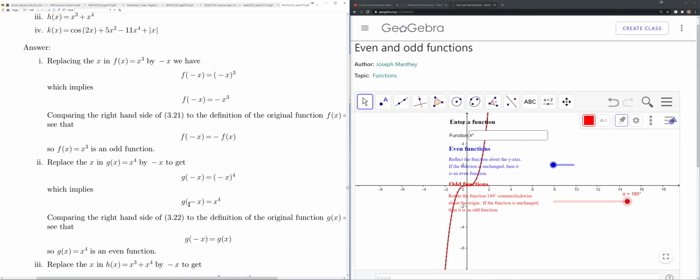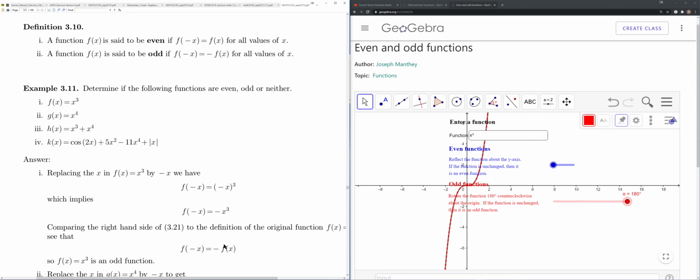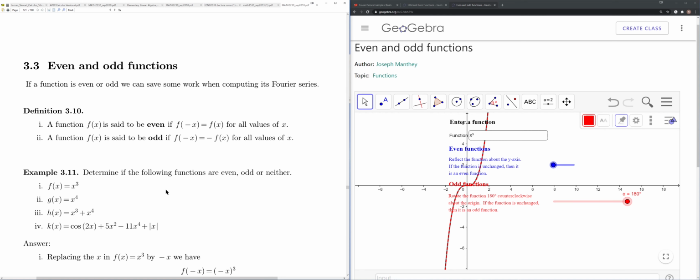And here I see that g of minus x is x to the fourth. But that's just the same as my original function, which is g of x. So what I get is g of minus x is equal to g of x. And therefore the function g of x satisfies this, so g of x is an even function.